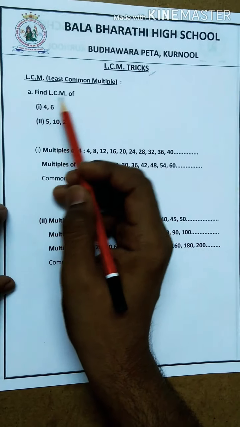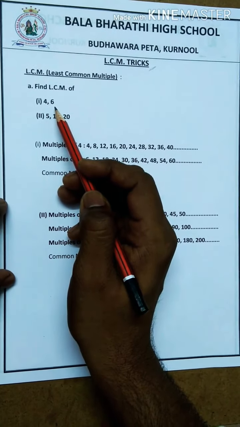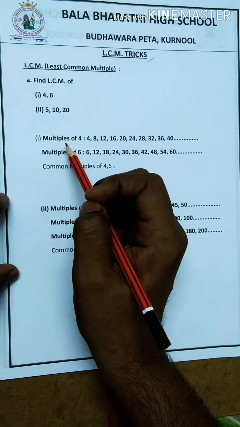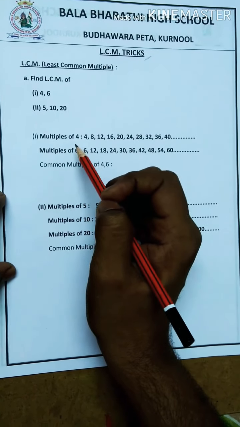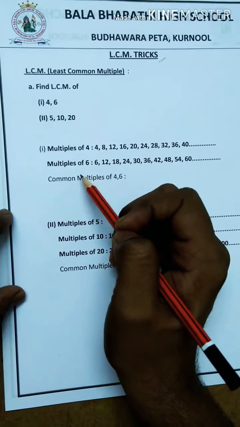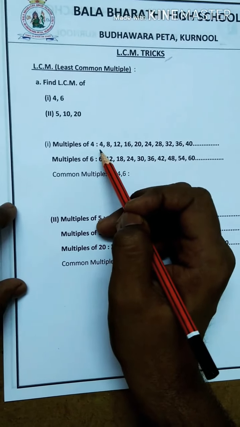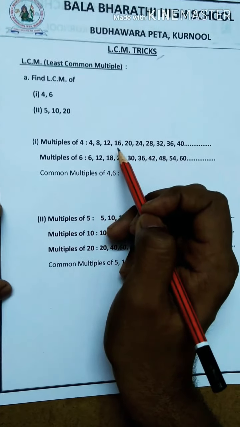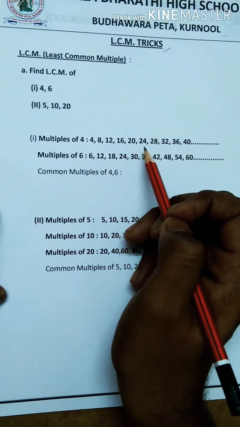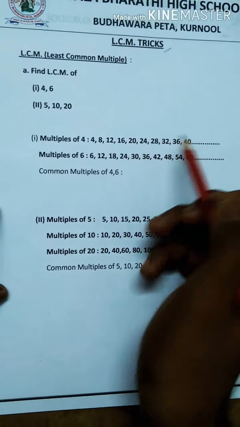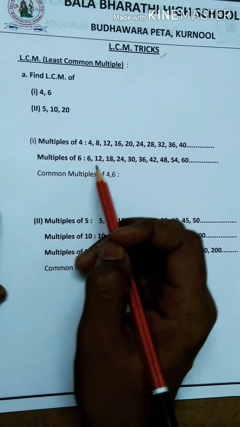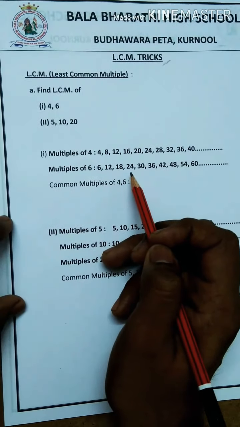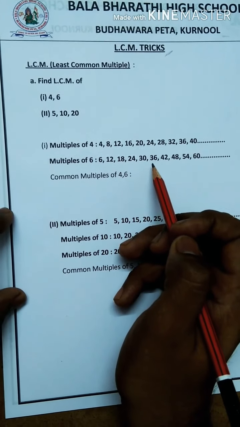Here you can see the question, find LCM of 4 and 6. So first what you are supposed to do is write the multiples of 4 and multiples of 6. Here I have already written the multiples of 4 and 6 for you. Multiples of 4: 4 ones 4, 4 twos 8, 4 threes 12, 4 fours 16, 4 fives 20, 4 sixes 24, and so on. And here you have multiples of 6: 6 ones 6, 6 twos 12, 6 threes 18, 6 fours 24, 6 fives 30, 6 sixes 36 and so on.